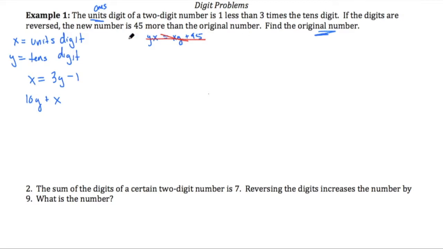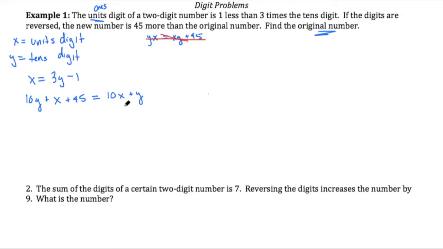And then it says the new number is 45 more than the original number when the digits are reversed. So I know that the old number was smaller, so I'm going to add 45 to the original number, and that is going to be the new number. So the new number now has x in the tens place. So that's why in the new number, 10 gets multiplied by x, and y just gets multiplied by 1. So this is reversed which digit has a value of 10, or is in the tens place. So here's our second equation.